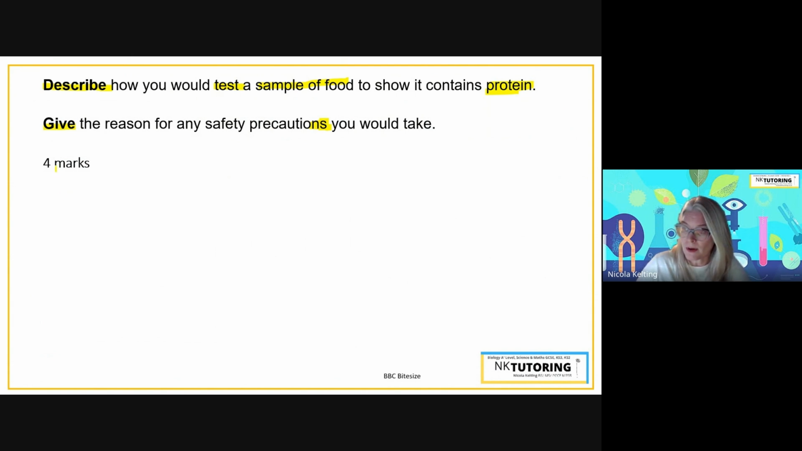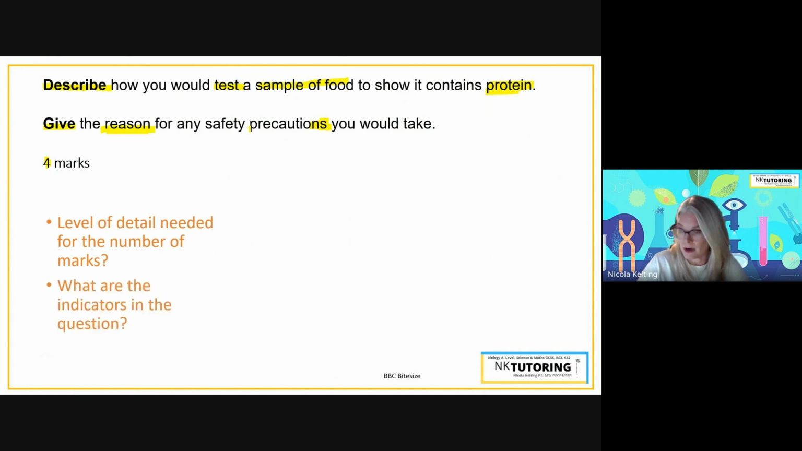So it's a 4-mark question. It's likely that it could be divided 2 by 2, 2 marks for the describe, 2 marks to give safety precautions. Key thing, you need to give reasons for the precautions as well. Okay, not just the actual precaution itself. So level of detail, it's 4 marks, therefore you need to put a minimum of 4 steps in your answer to get 4 marks. Okay, and we've highlighted the words that are important to focus on in this particular question.